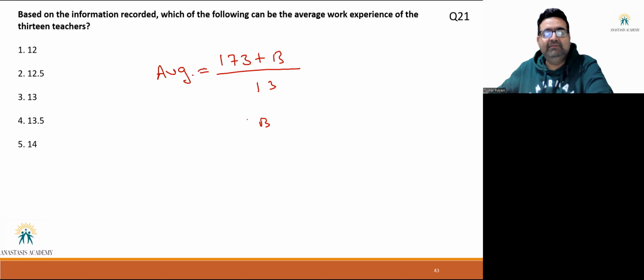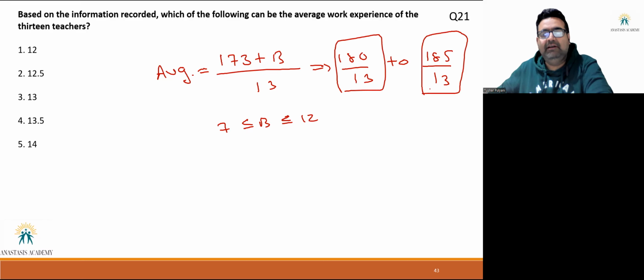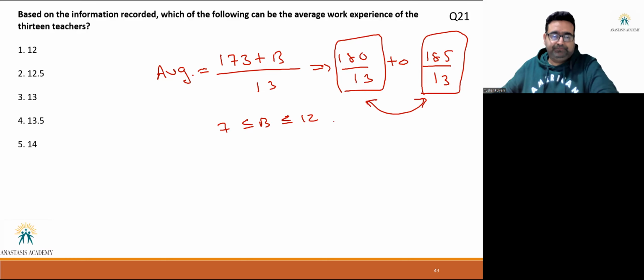Now B varies between 7 and 12. So the sum will vary between 180 by 13, and once you put B maximum, it will be 185 by 13. So my answer has to be between 180 by 13 and 185 by 13. Now 13 into 13 is 169, so 13, 12, 12.5, these are wrong.